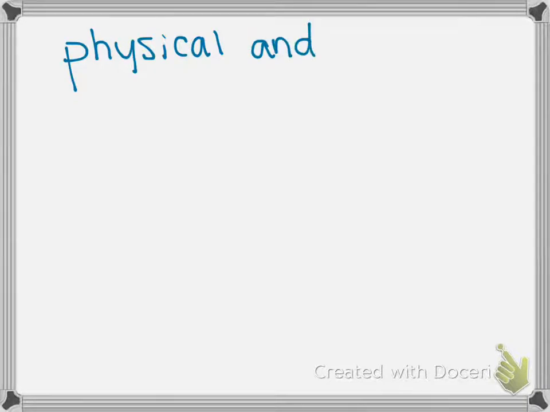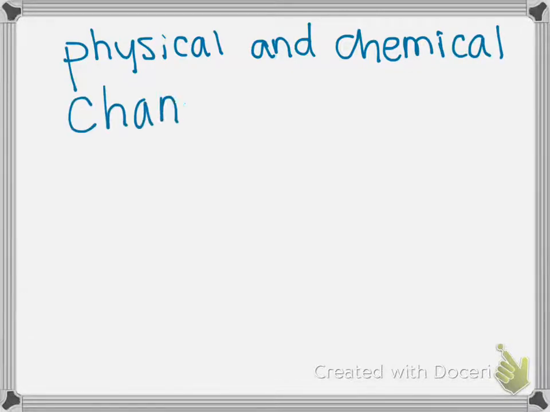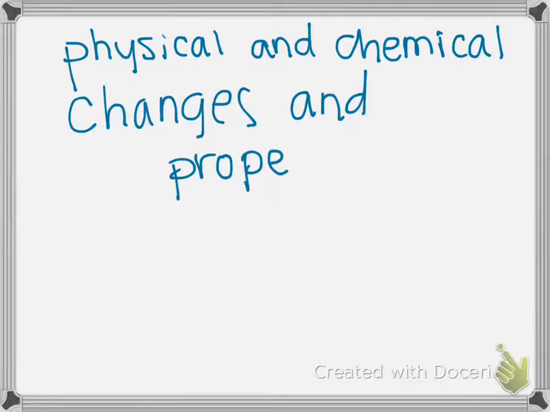Okay, this lesson is going to be on physical and chemical changes and properties. And because we are going to be comparing and contrasting these things, I want you to draw a Venn diagram on your page. So your Venn diagram should look like this.